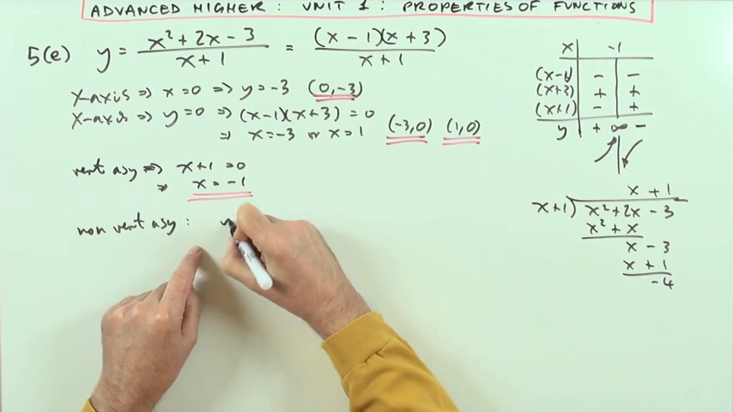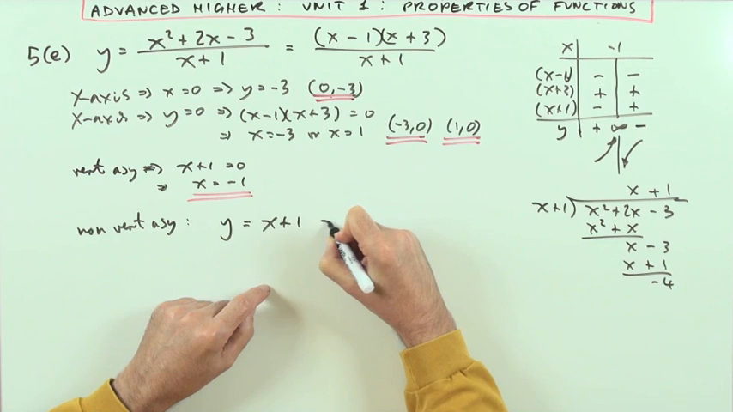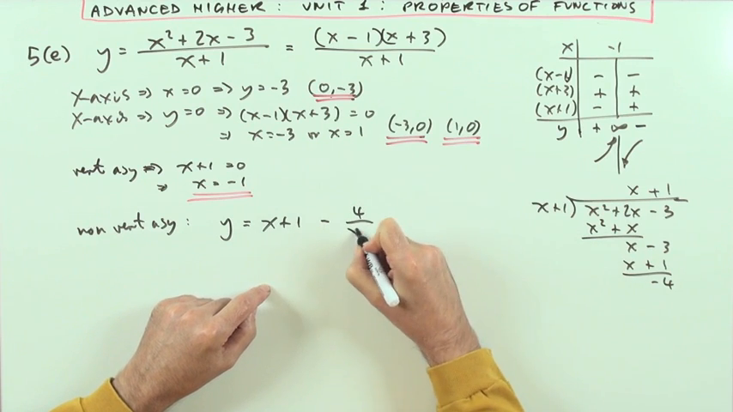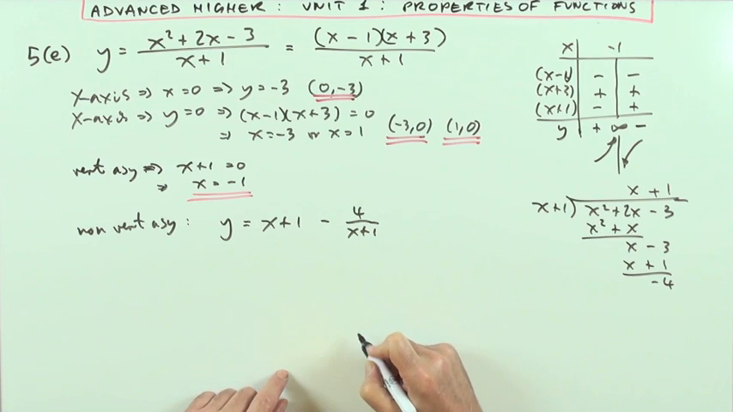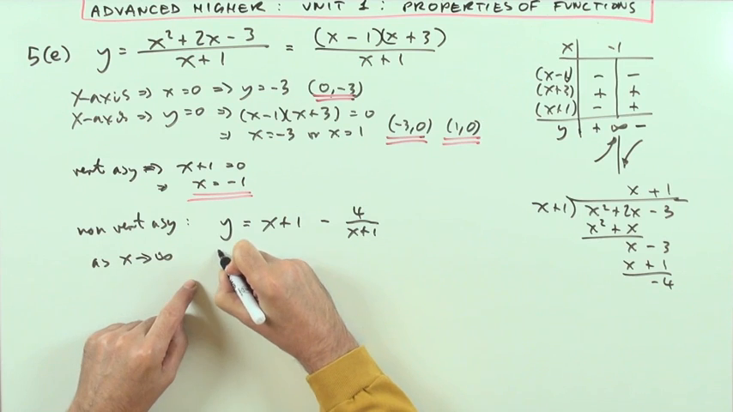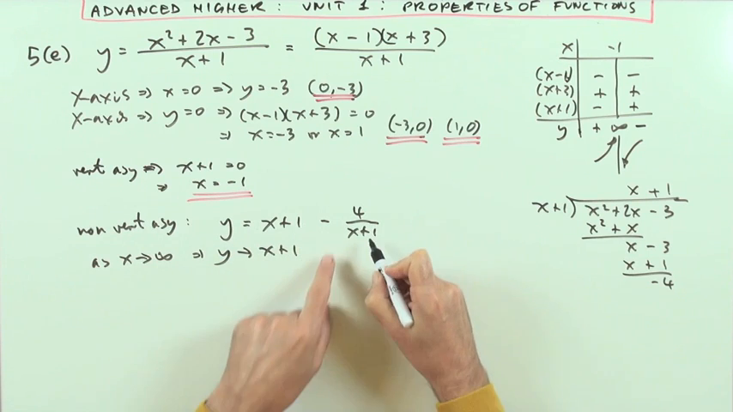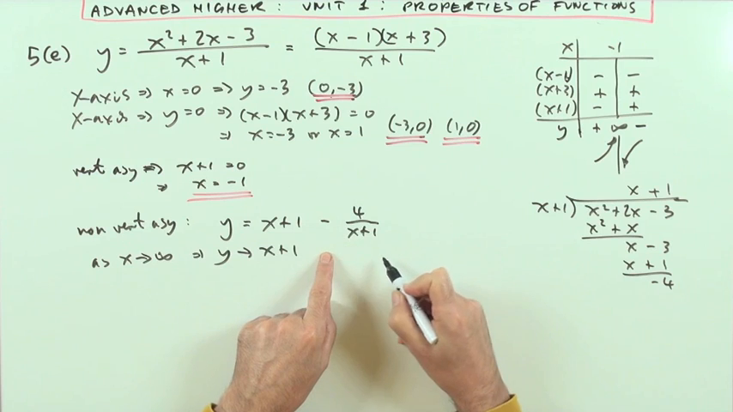So that means this can be written as y equals x plus 1 minus 4 over, I was dividing by also x plus 1. Then I can say, as x tends to infinity, that means that y would tend to this x plus 1, because this part would just become 0.